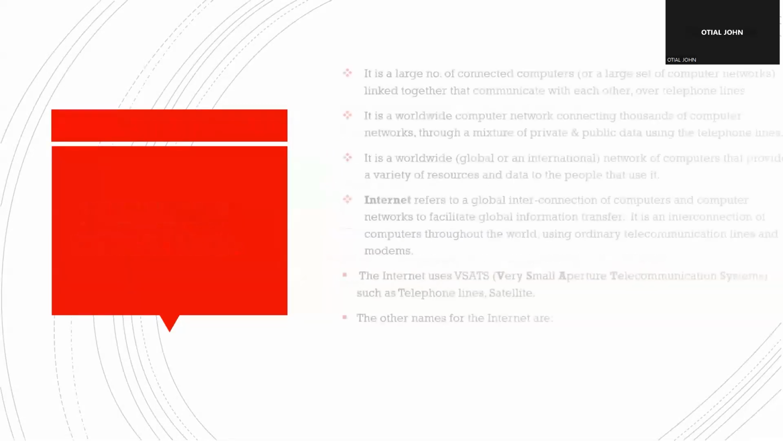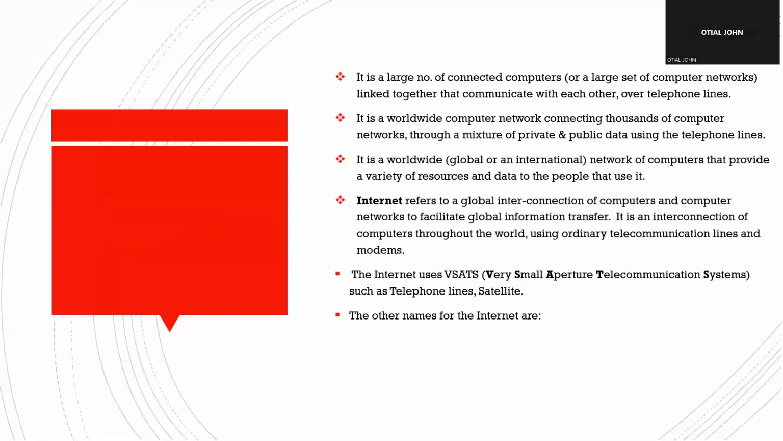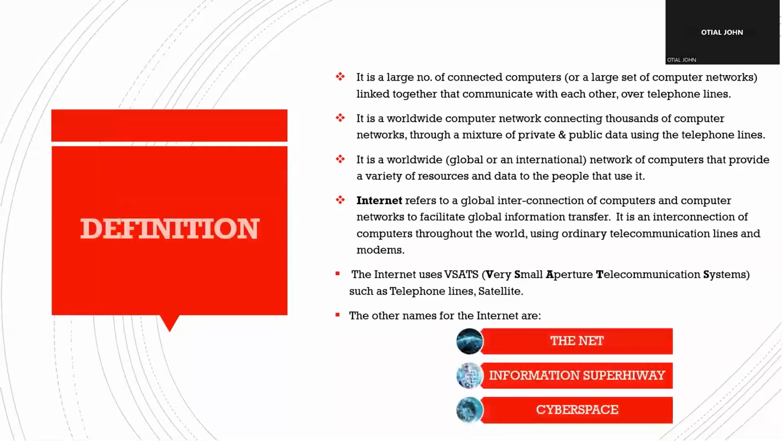So to start with, from general knowledge, what can we say the internet is? Can anyone try to define the internet from your own understanding? Yes, continue. The internet, we can say, is a global interconnection of computers for the purpose of sharing of information. Yes, good trial. That is correct.